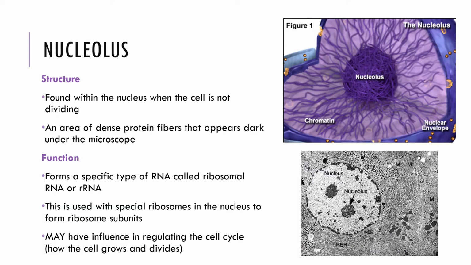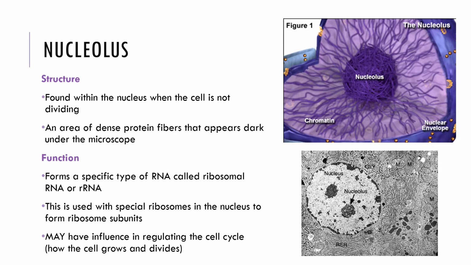So in normal day-to-day life of the cell, you'll be able to see a structure called the nucleolus. It's a really dark, dense kind of like smudge inside the nucleus itself, and it's made mostly of protein fibers. Now this goes away when the cell is dividing, but in the meantime, when it's doing its normal day-to-day cell life, you can see it.